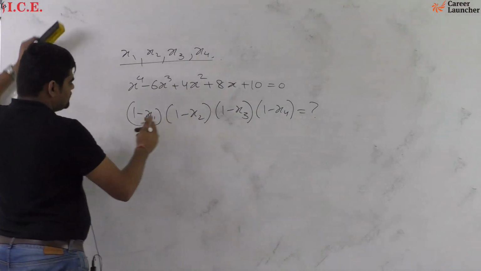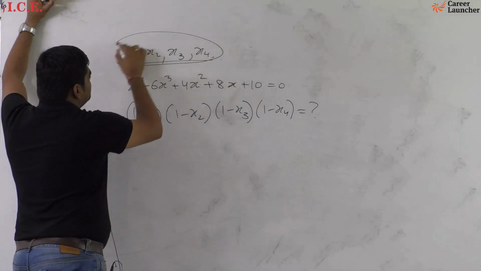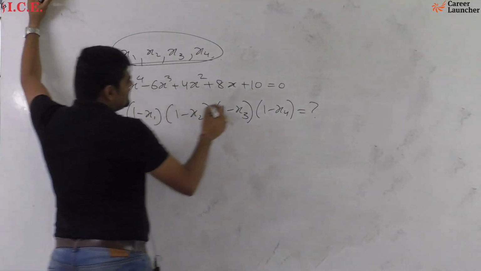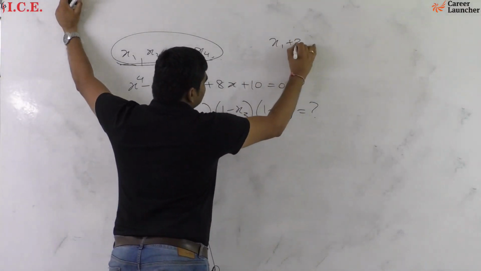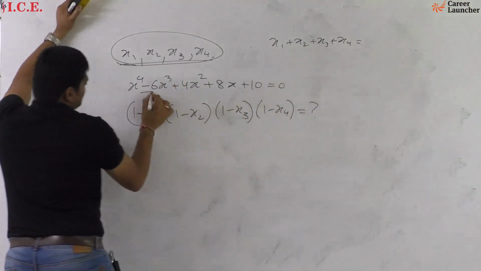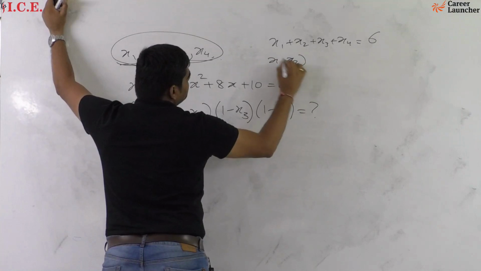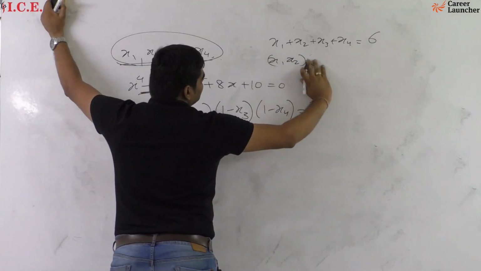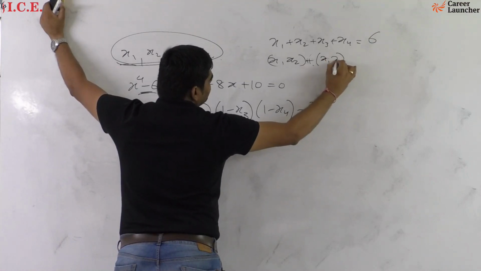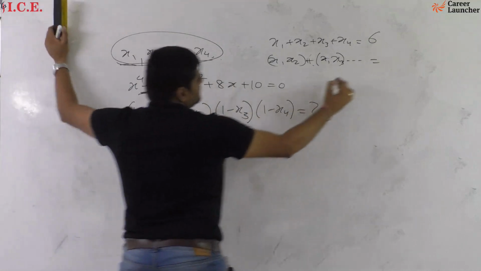So how to simplify this? Let's simplify. I know these are the roots of the equation, right? Looking at the equation, can I say what x1 plus x2 plus x3 plus x4 is? The sum of the roots is minus b by a, so it is equal to 6. The product of 2, x1 x2 plus x1 x3 and so on, will be equal to how much? It is c by a, which is 4.